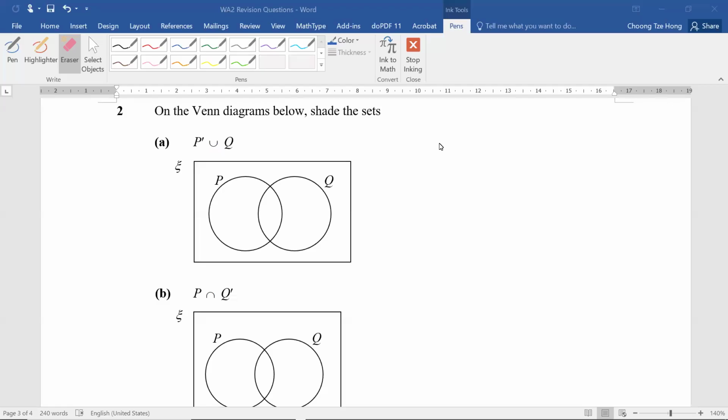Hi students, in this video I will be going through some questions regarding the shading of Venn diagrams. Right, so let's take a look at the first question. In the first question, they want us to shade the set P complement union Q.